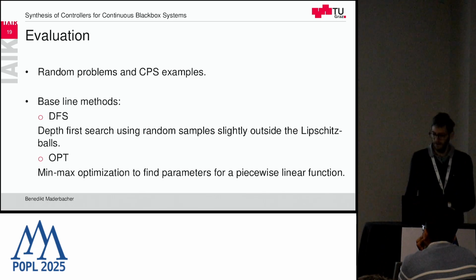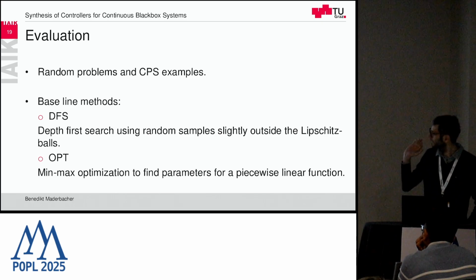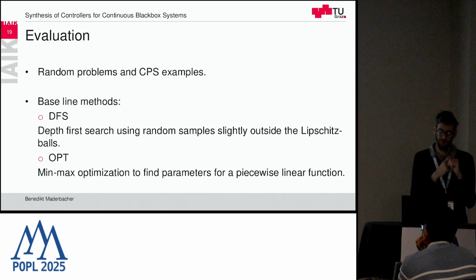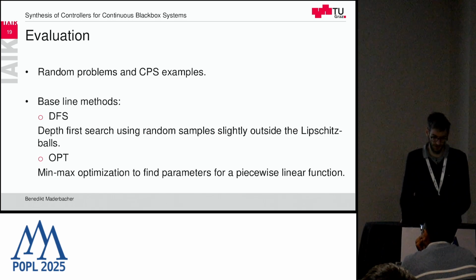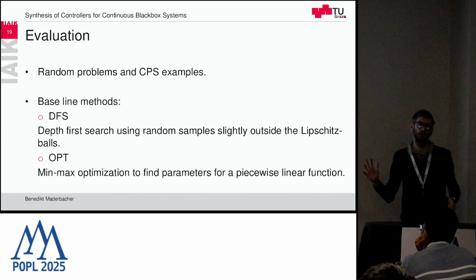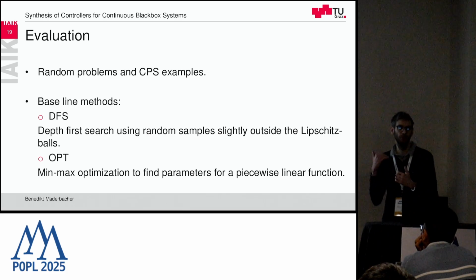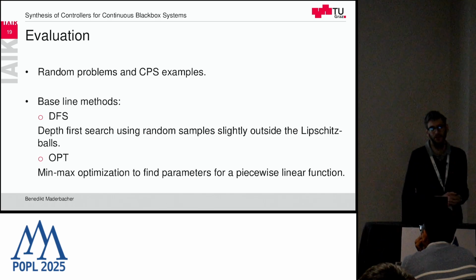Okay, then let's see how well all this works. We tried this on both some randomly generated instances and some cyber-physical system examples. Among them is one industrial case study for some voltage and current regulation. And we're going to compare our methods with two different baselines. One is a depth-first search that just uses the Lipschitz information to move as far forward as possible. And the other one is a template-based optimization method, where it tries to find parameters for a piecewise linear function.